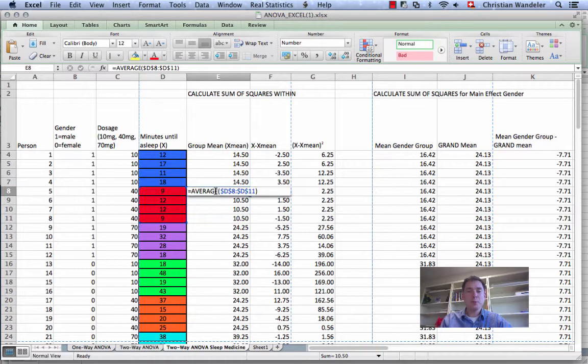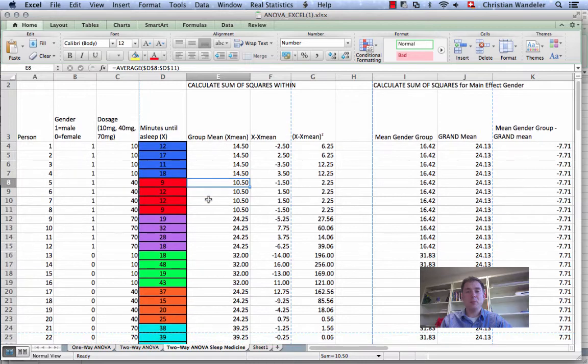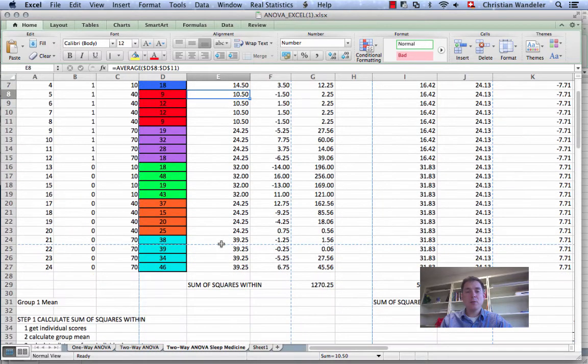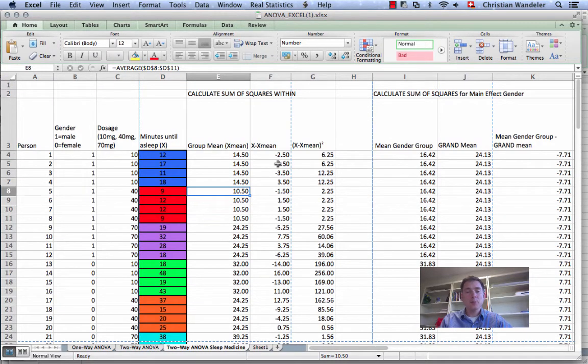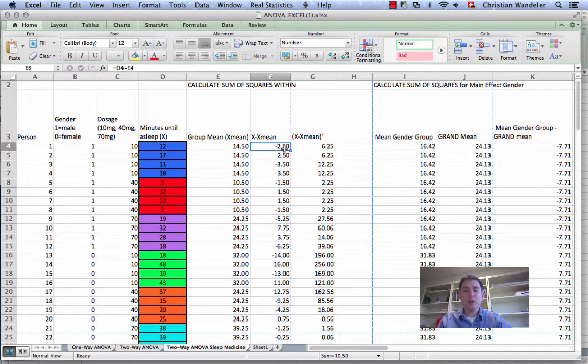The next group, this would be here D8 through D11, is the group of men that had 40 milligrams of the dosage. So they took 10.5 minutes to fall asleep. And we do this for each group. This is exactly the same thing that we did in OneWayANOVA, right? We calculate the difference of each individual score, 12 minutes, to the group mean, right?